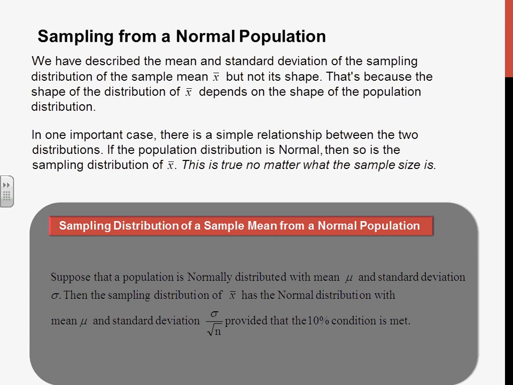In one important case, there is a simple relationship between the two distributions. If the population distribution is normal, then so is the sampling distribution. This is true no matter what the sample size.